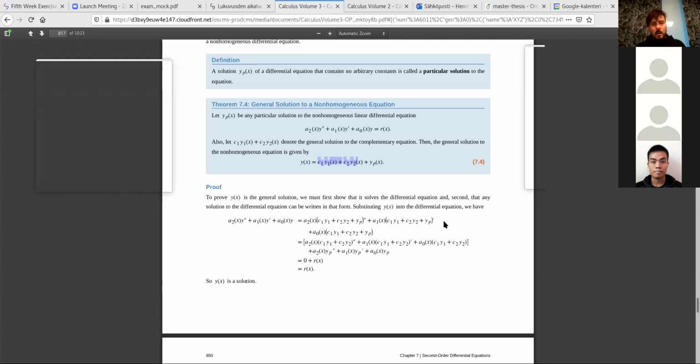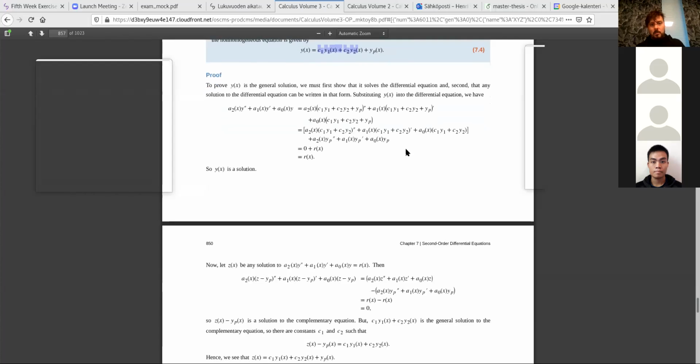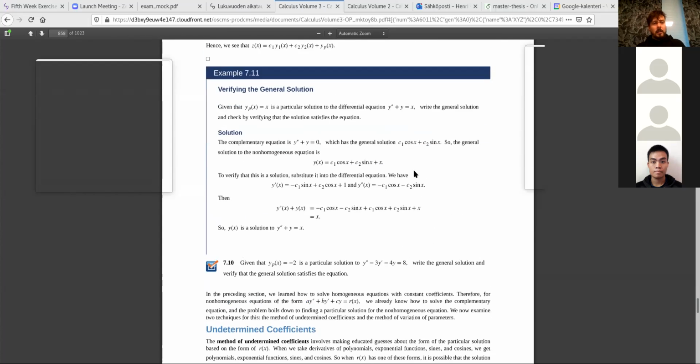All right, it's in this proof as well. So just explaining it a little bit differently.